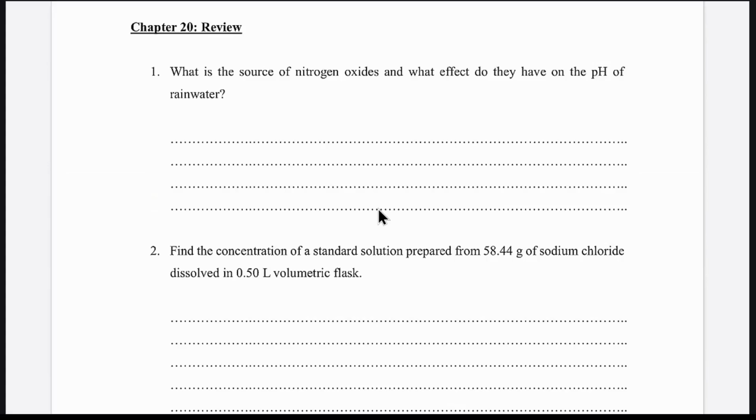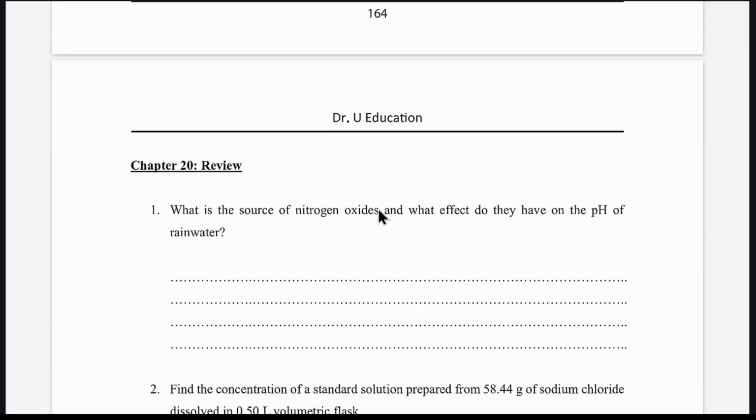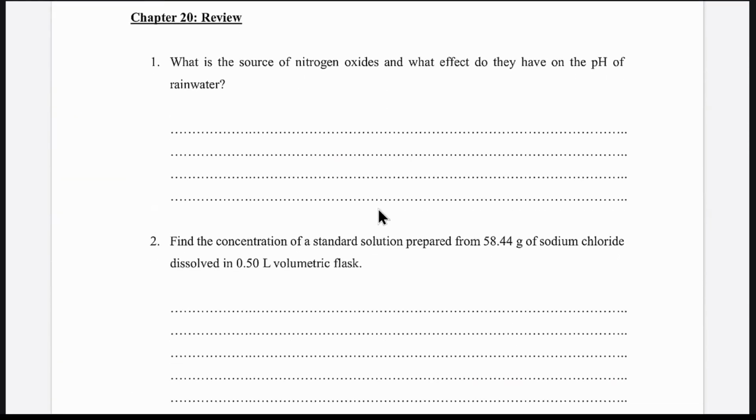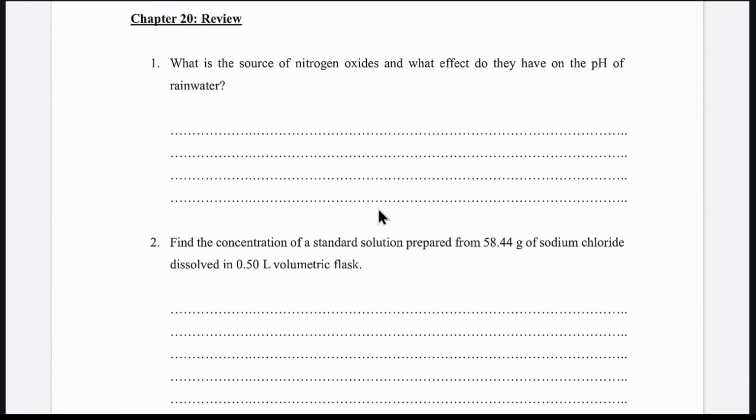Okay. So first one. We did up to this point last week, right? Yeah. What is the source of nitrogen oxide and what effect do they have on the pH of rainwater? Answer.